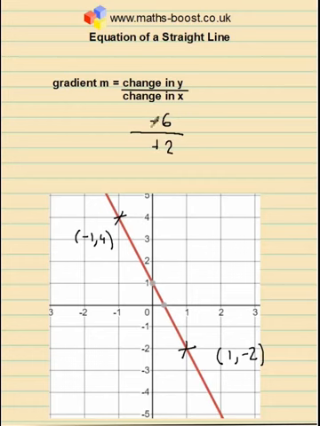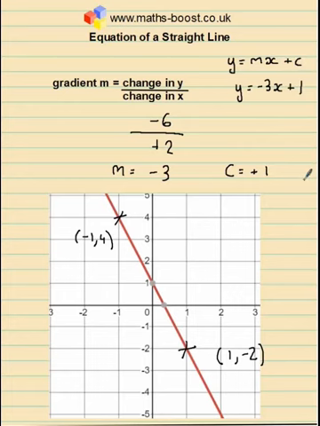And again, we can just put this in our calculator. -6 divided by +2 is -3. So we know that the gradient, in other words m, is -3. But again, finding the value of c, which is where it crosses the y-axis, is easy. I can just look and I can see straight away, oh, here we are, it crosses at +1. So once again, I've got everything I need, using my template to write down the equation of the line. I know that m is -3 and c is +1. And there we have it.